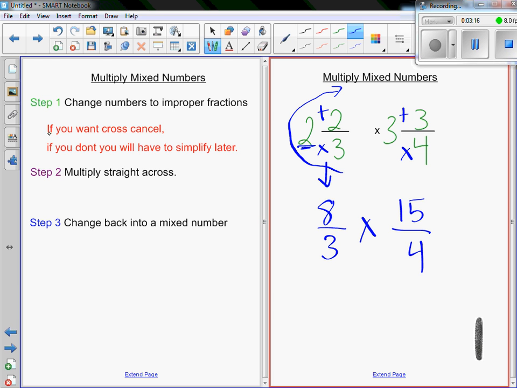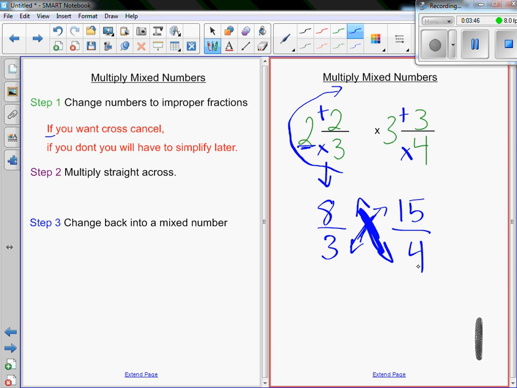The second part, this is an if you want to. If you want to, you can cross cancel. If you cross cancel, you don't have to simplify later. If you don't want to cross cancel, you just have to simplify when you're all finished. Okay? I'm going to cross cancel because I think it's easier to do now. To cross cancel, I look at both sides. I think of the x in the middle pointing towards the 2 numbers that I can cross cancel. Cross canceling is to make those 2 numbers smaller by dividing them by the same number.